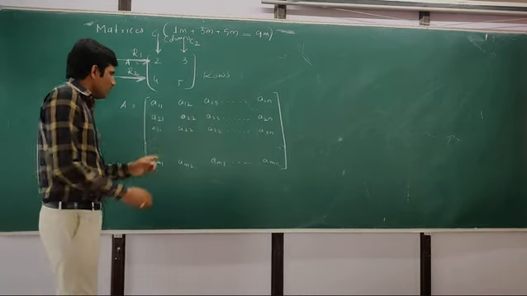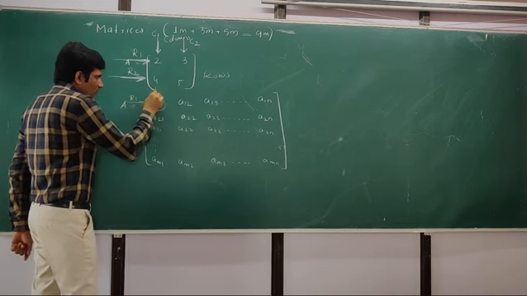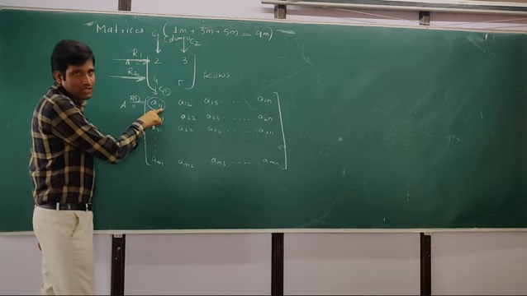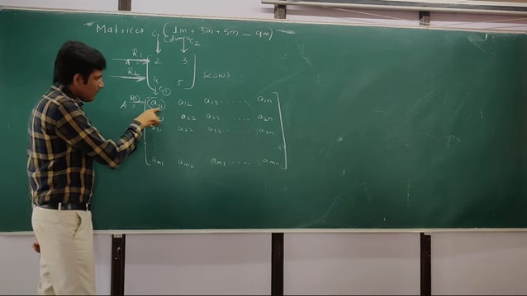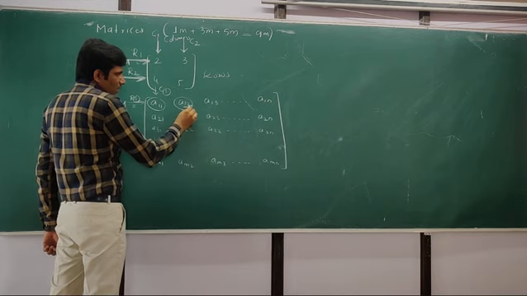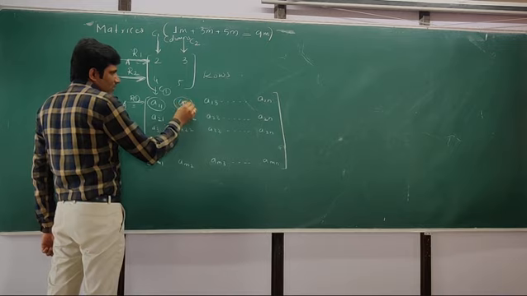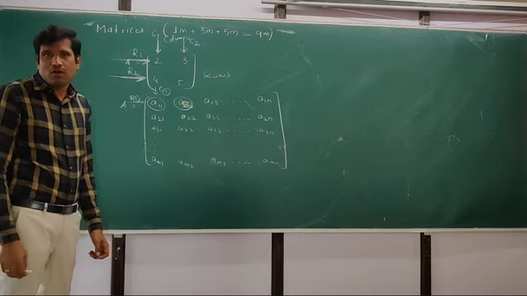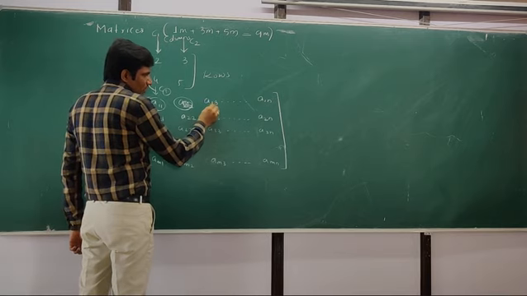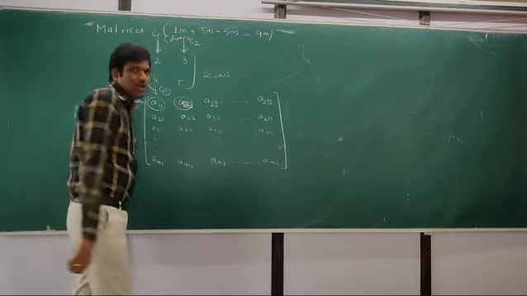What this 1,1 represents is that this element is present in the first row and first column. In these two numbers, the first one represents the row and the second one represents the column. Now this element a12 is present in the first row and second column. This a13 represents an element present in the first row and third column. And this element is present in the first row and nth column.